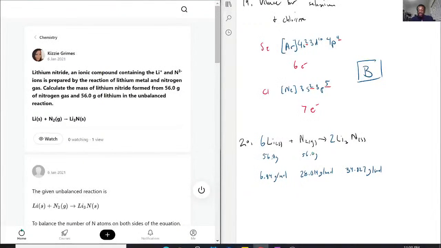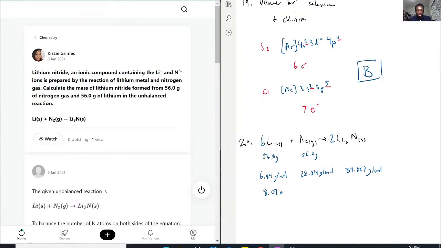So, 56 grams of each. Well, how many moles is that? So 56 divided by the 6.94, because we need to divide it by the molar mass. So grams divided by molar mass is going to be now the moles, okay? And we get 8.06. Well, 8.07 if you want to round it. Moles of the lithium, okay?